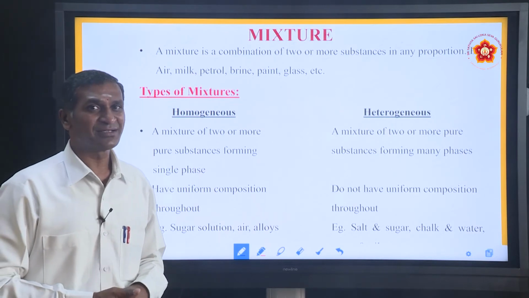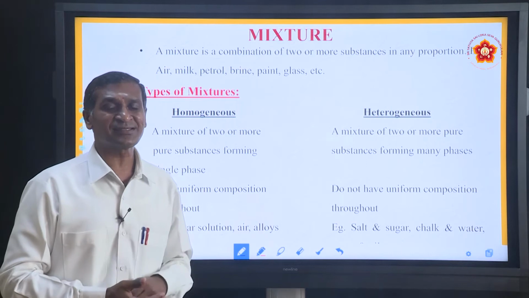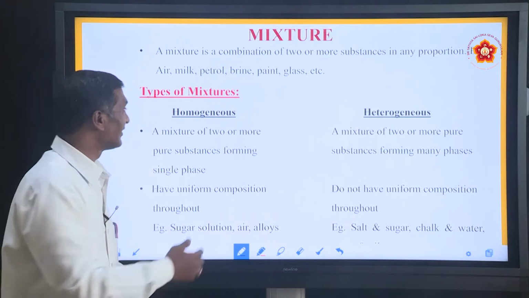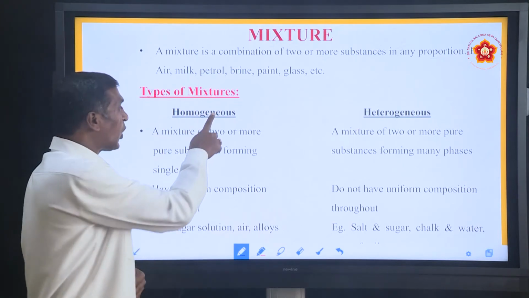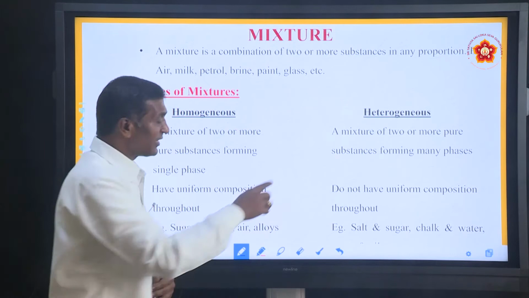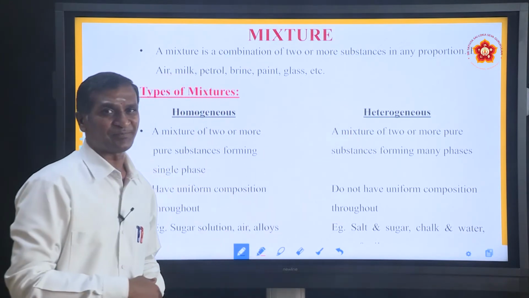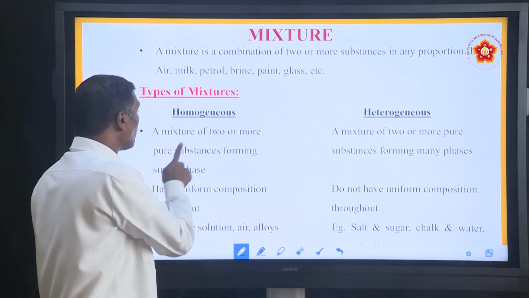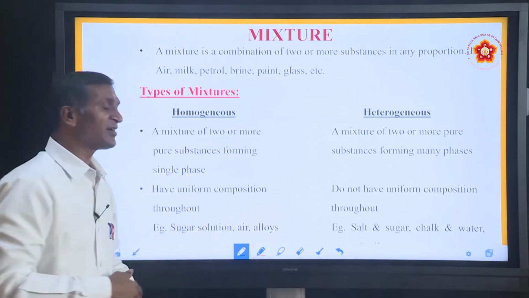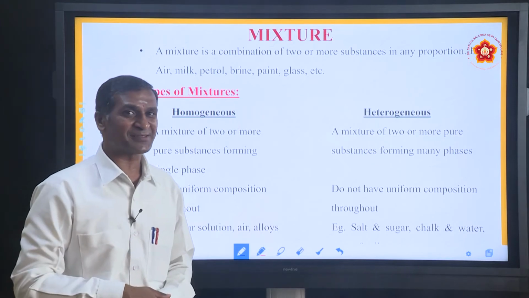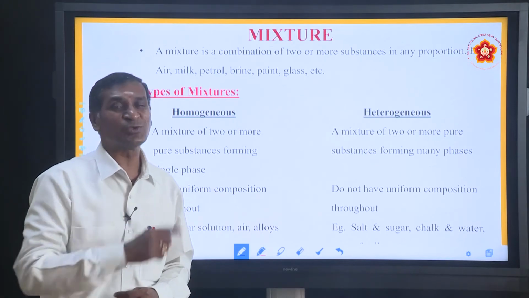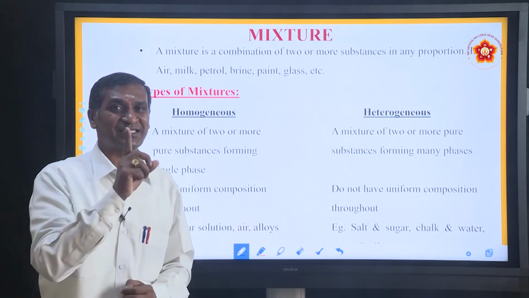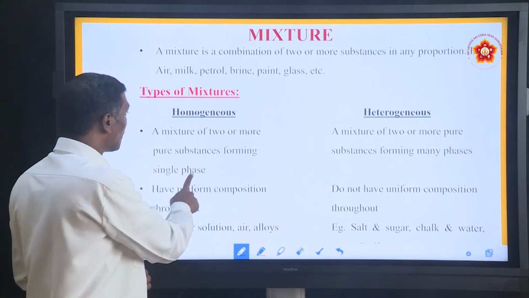As I told you, 2 or more substances in any proportion when combined is called a mixture. And the types of mixtures: homogeneous mixture and heterogeneous mixture. A homogeneous mixture is a mixture of 2 or more pure substances forming a single phase. The salt solution which you observed, salt and water, is in a single phase. It is homogeneous.